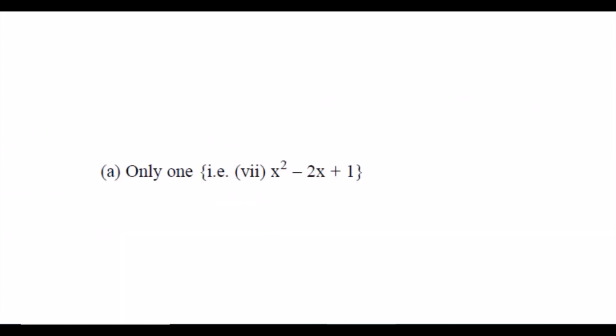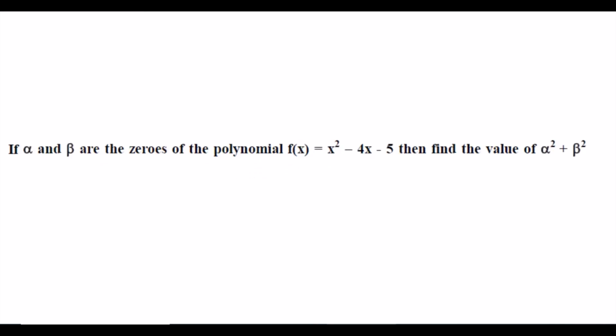Here is only one polynomial, that is x square minus 2x plus 1. Now let us look at 3 marks questions. Here alpha and beta are the zeros of the given polynomial. Now you have to find out alpha square plus beta square.